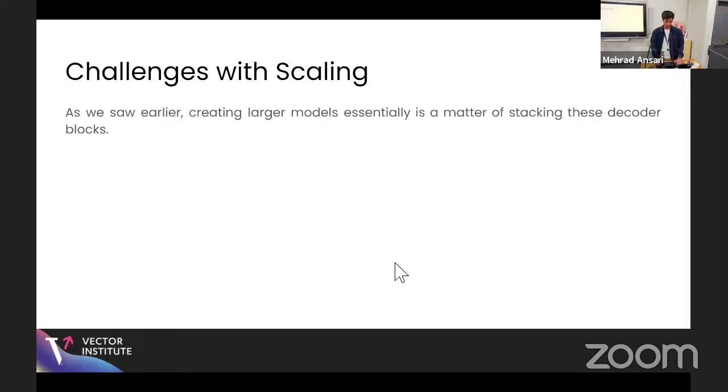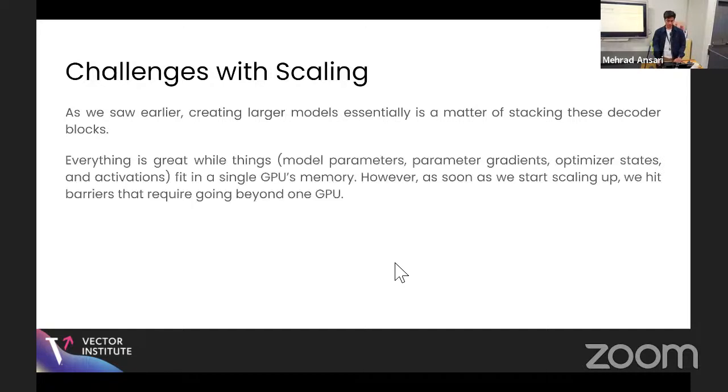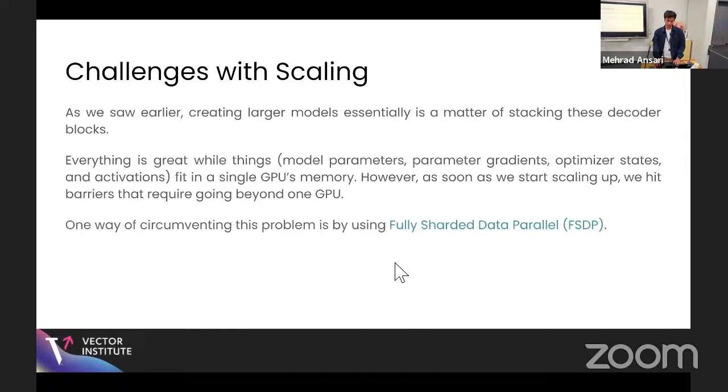Okay, cool. As we saw earlier, creating these large models is only a matter of stacking these decoder blocks a whole bunch of times. Everything's great while things fit into a single GPU, things like your model parameters, your parameter gradients, your optimizer states, and forward pass activations. However, as soon as we get to larger models where all of these things start to scale up, we hit barriers that require us to go beyond a single GPU. One way of circumventing this problem is by using what's called fully sharded data parallel, or FSDP for short.